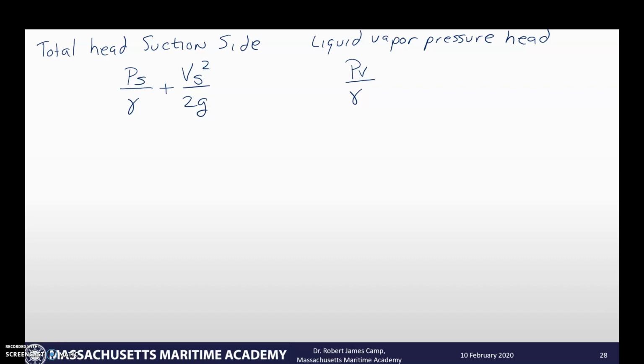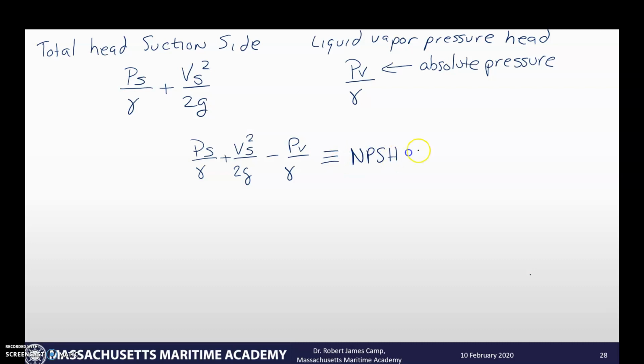Now the one thing to note when we're dealing with vapor pressure, especially as you look it up, this is always going to be an absolute pressure. So you need to be careful when you're calculating things out that you're sure that the suction side pressure is also an absolute pressure. So the difference between these two, pressure on the suction side over gamma, plus V squared on the suction side over 2g, minus P_V over gamma, we give this a term, we call this NPSH. That stands for net positive suction head.